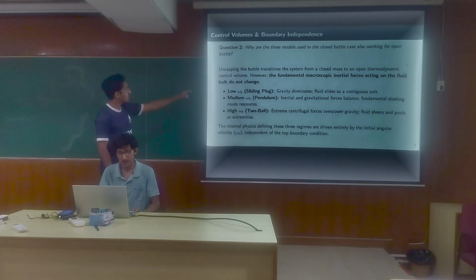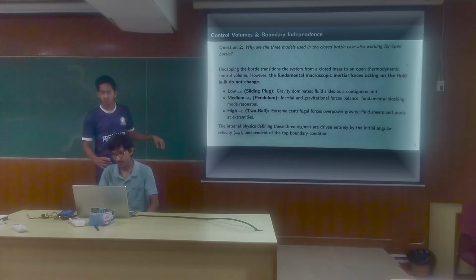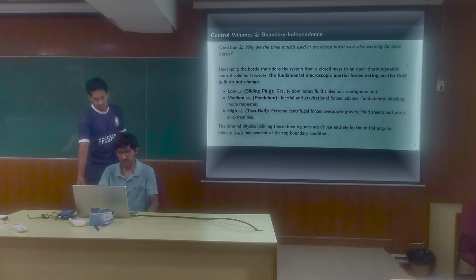Now, why are we using the three models for closed bottles also for the open model? The answer is that the models do not change, as it's just the mass which is ejecting and the forces which are acting are the same. So we can use the same models.